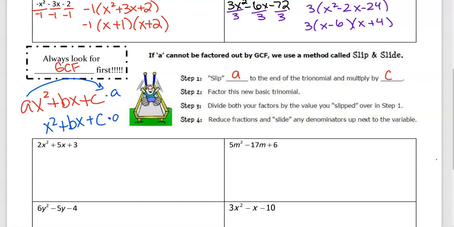Like that. Okay? Because once you slip it to the end, now you have just an x squared. Then you factor as normal. Then we have to slide or divide that piece back out of my factors. And then we're going to simplify our factored form, which is where the bottoms up part comes in.